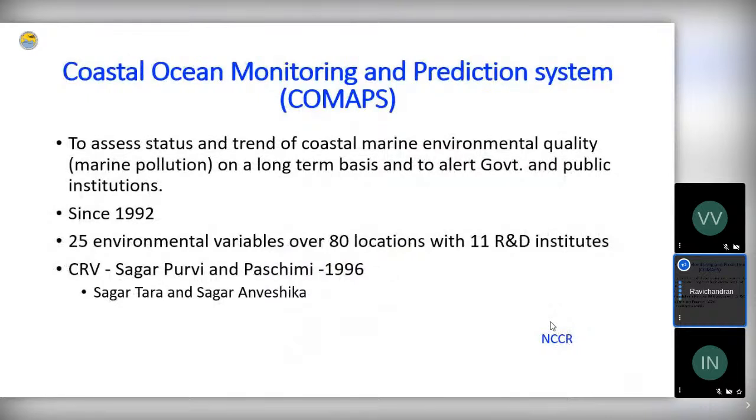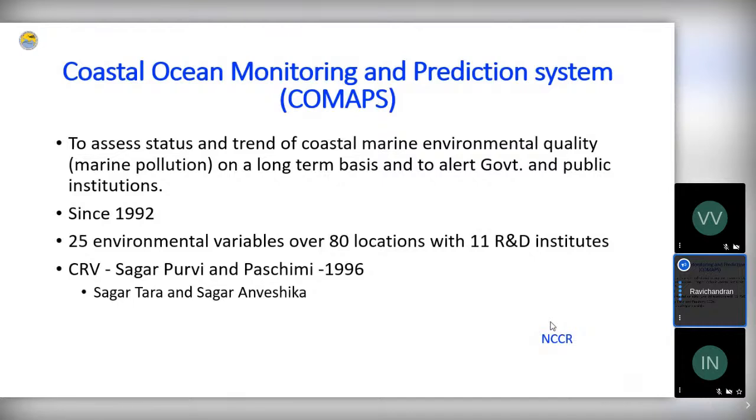Also, in the Coastal Ocean Monitoring and Prediction System, COMAPS, the earlier ICMAM and now NCCR started observing the coastal area, mainly to assess the coastal environmental condition, how it is changing over the period, and in the long term, so that they can advise the government or any public institutions how the health of the ocean is changing over time.